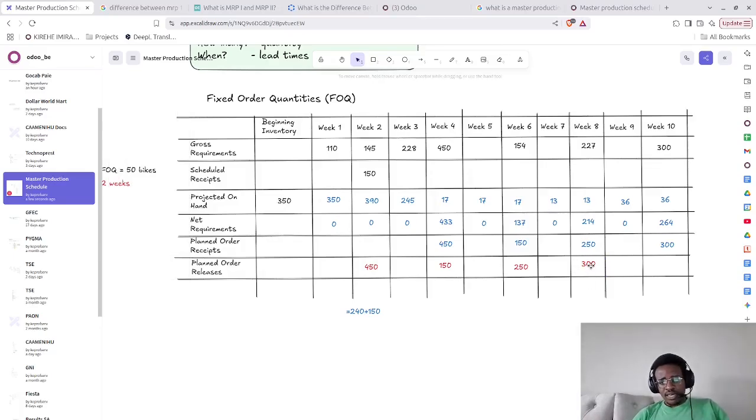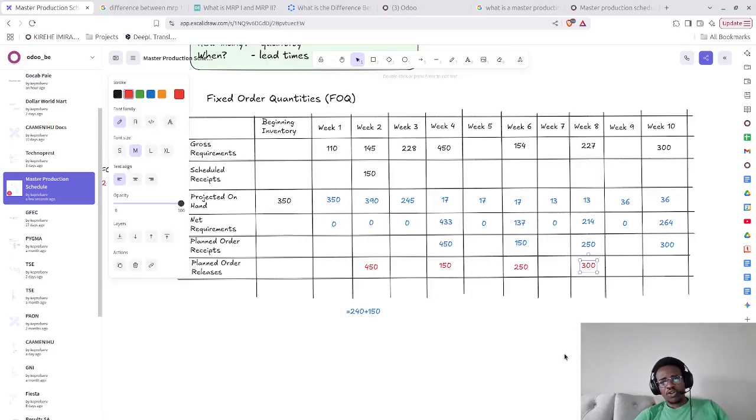Yep, so that's how you do the fixed ordered quantities.